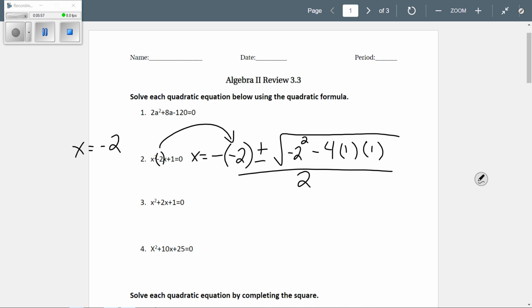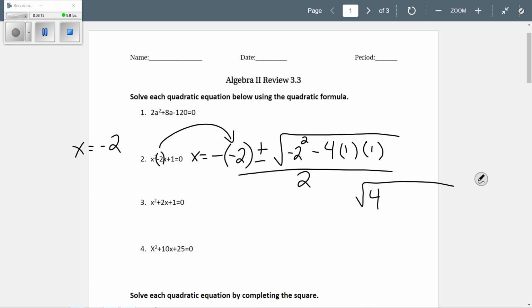Sorry. -2 squared is 4, positive 4. Don't forget -2 squared. Don't forget your positives and negatives. -2 squared means -2 times -2, which is +4. Now let's see if we're going to make it minus or a plus.